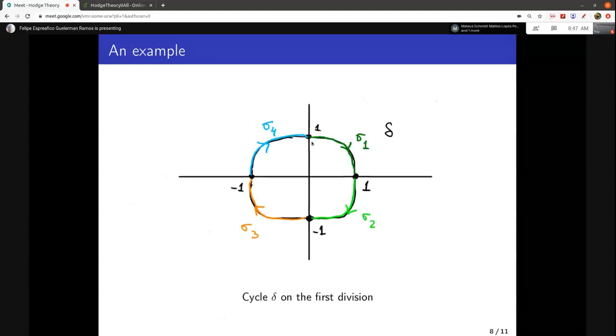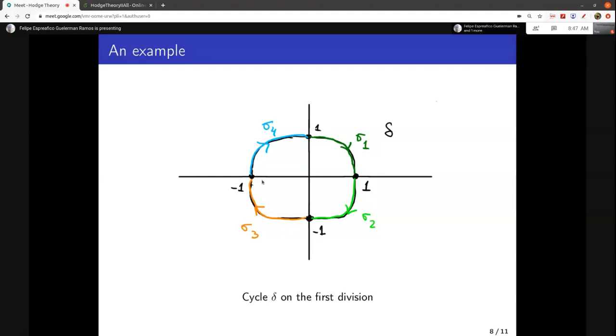So we are dividing this cycle in 4 small simplexes, right? So joining 1 and 1, and then 1 minus 1, minus 1, minus 1, and minus 1, 1. Okay? So this is our division. So we are writing delta as a sum of simplexes.